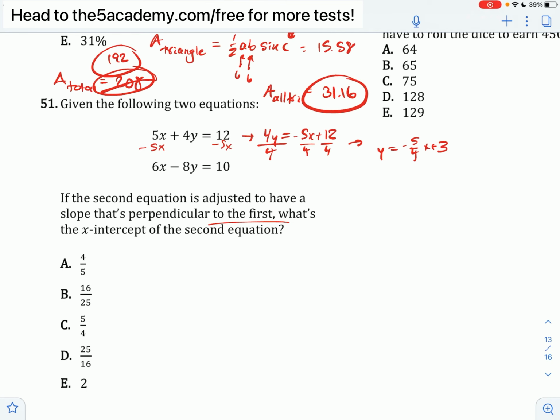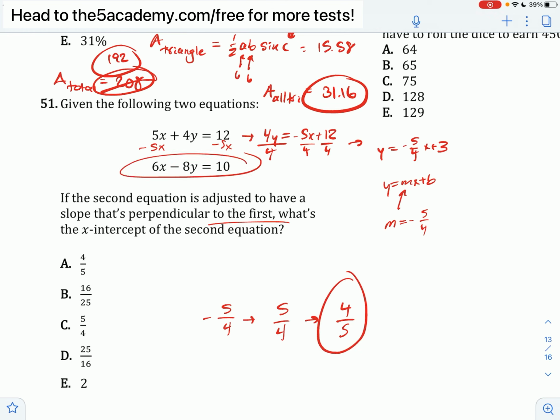Now we're asked for a perpendicular slope to the first. So what's the slope of the first? It's just this m value, because it's y equals mx plus b form when y is isolated. So m equals negative 5 over 4. In order for two lines to have perpendicular slopes, the slopes must be negative reciprocals of one another. A negative reciprocal is where you take the original number and reverse the sign, so it goes from negative 5 over 4 to positive, and then we take the reciprocal by flipping the numerator and denominator. So it would have a slope of this.